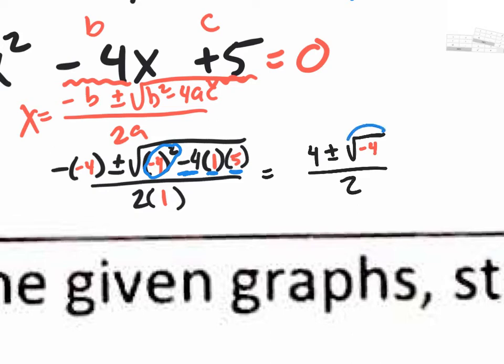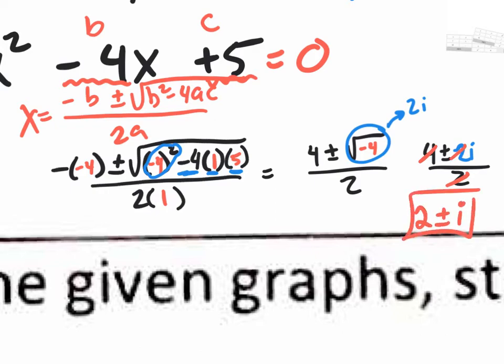So when we think about the square root of negative 4, that's really 2i. So what we really have is 4 plus or minus 2i, all divided by 2. So you could take the denominator of 2 and split it, do 4 divided by 2, which will be 2, and 2 divided by 2, which will be 1. So you get 2 plus or minus i. Or you could reduce all of them by 2, and you'll get the same thing, 2 plus or minus i. So those are your two imaginary answers.